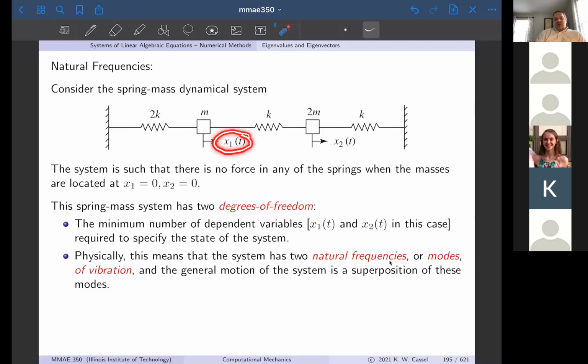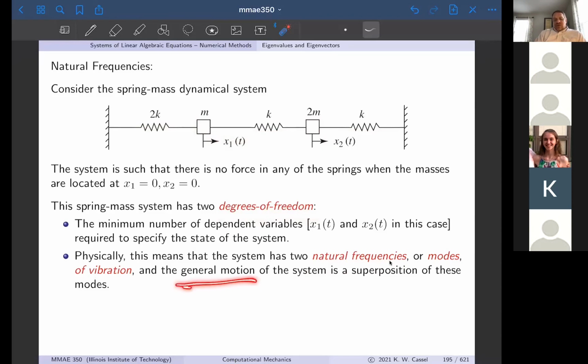If I know x1 and I know x2, then I know where these two masses are. If I know where these two masses are, I know the elongation of these three springs. I know the forces in those springs, and I can calculate anything I want about this system if I know x1 and x2. So it's a 2 degree of freedom system. And what that means physically is there are 2 natural frequencies. So there are 2 tones at which the opera singer can sing that will cause that glass to shatter if it has 2 natural frequencies.